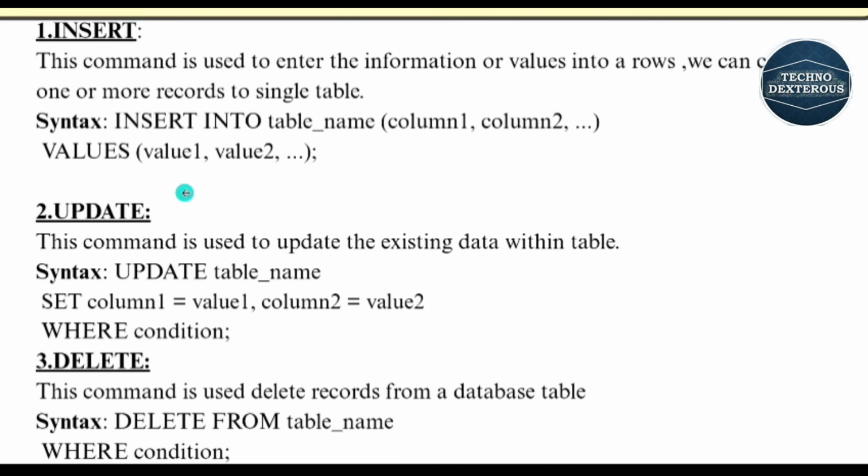Then second, update. Whenever we need to update anything in an existing table, we use the update command. This command is used to update the existing data within the table. The syntax of update is: update table name, set column 1 equal to value 1, column 2 equal to value 2, where condition. Here, whenever we try to update any data, we first give the condition to the database.